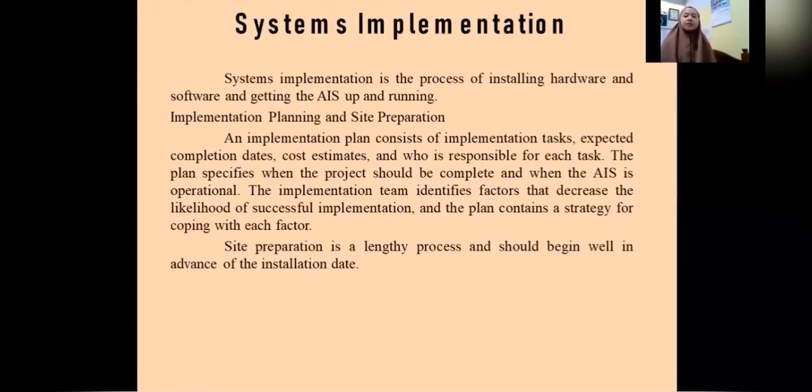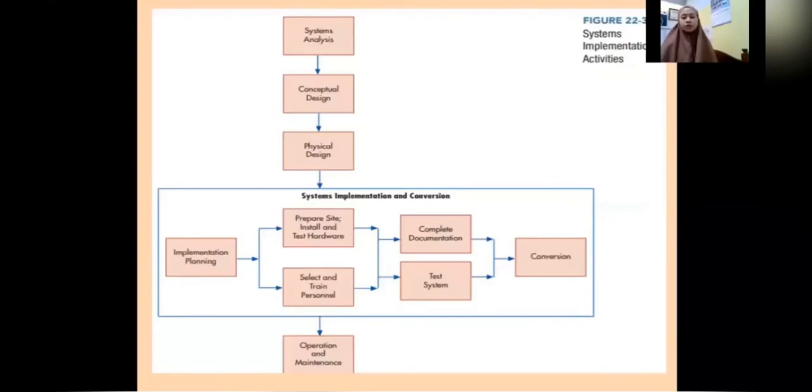The implementation team identifies factors that decrease the likelihood of successful implementation, and the plan contains a strategy for coping with each factor. Site preparation is a lengthy process and should begin well in advance of the installation date. Figure 22.3 shows system implementation and conversion.